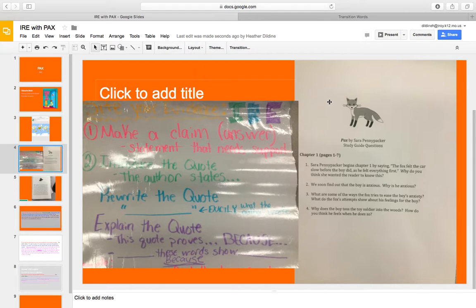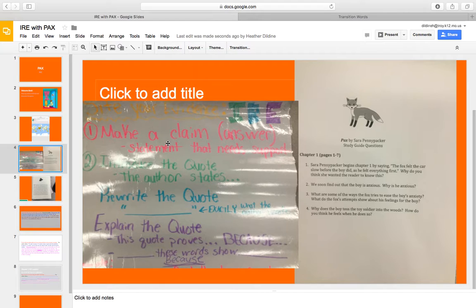So let's take a look at the book we've been reading, Pax, to explain how to back up your claim with evidence from the text, because that is our goal here. So the first question from Chapter 1 says, Sara Pennypacker begins Chapter 1 by saying, "The fox felt the car slow before the boy did, as he felt everything first." Why do you think she wanted the reader to know this?